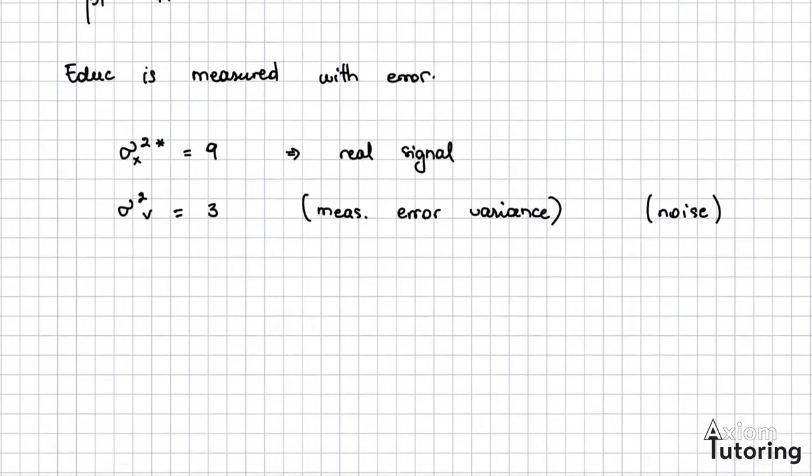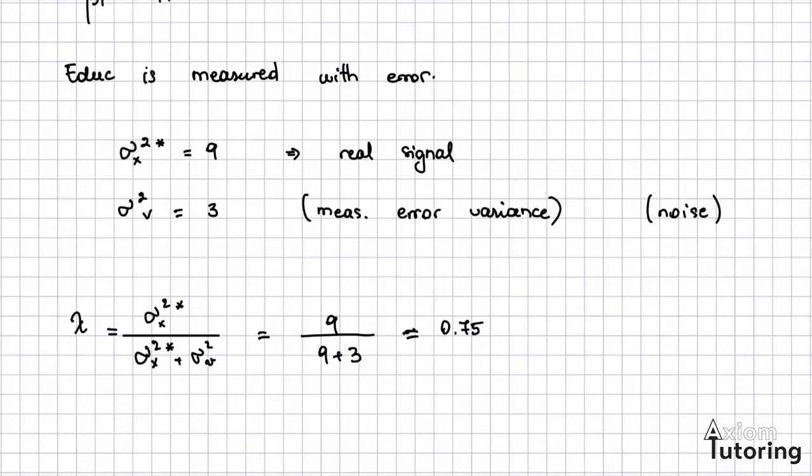So let's write the formula for the attenuation factor, which we know is sigma squared, the true one of the x, divided by the sum of sigma square x, the true one, plus sigma square of the measurement error. So from here, we have that this is 9 divided by 9 plus 3, which is 0.75. Okay? So the attenuation factor is 0.75.